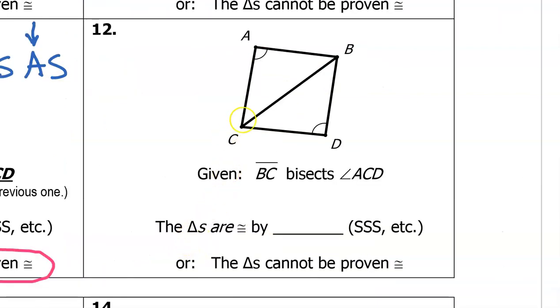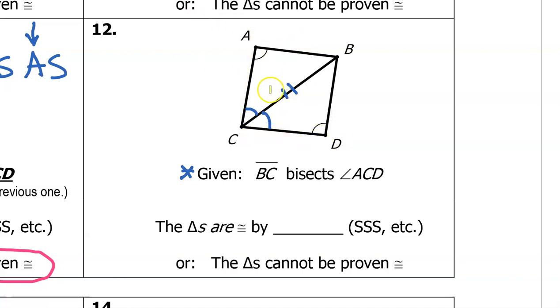For number 12, let's start off by marking the shared side. So this will be congruent for both triangles, of course. But in addition to that, we are given that segment BC bisects angle ACD. So where is angle ACD? It's right here. Remember, bisect means to cut in half. So that means that this side is congruent to this side.